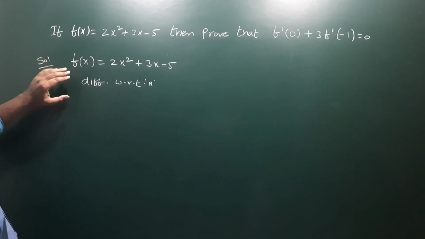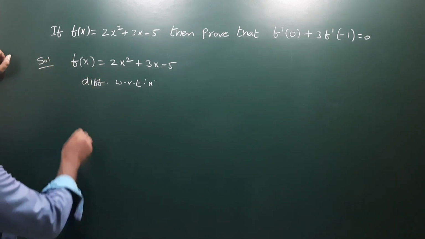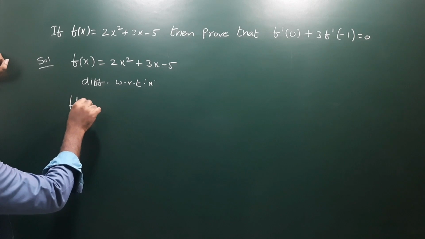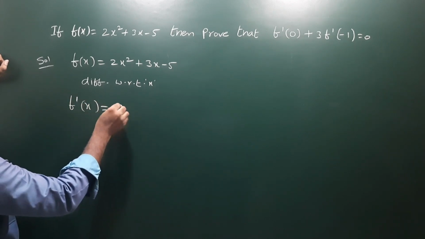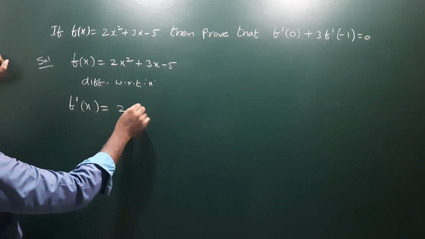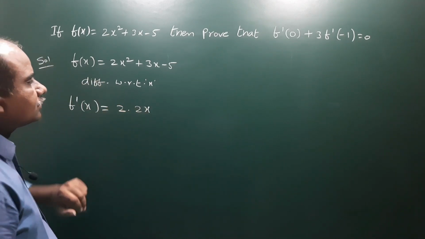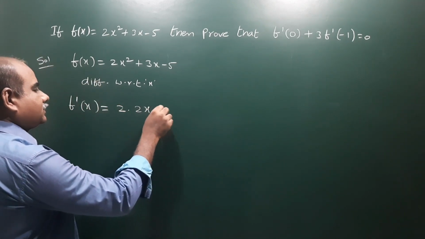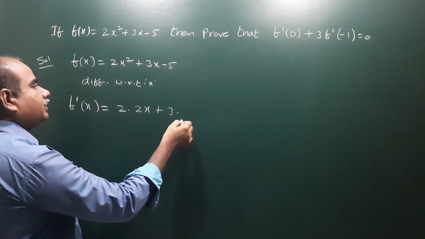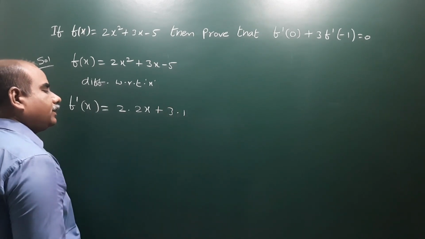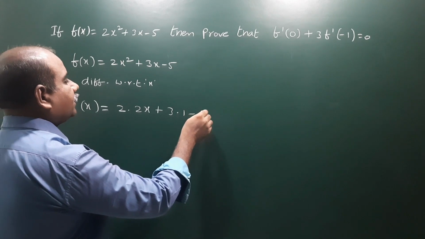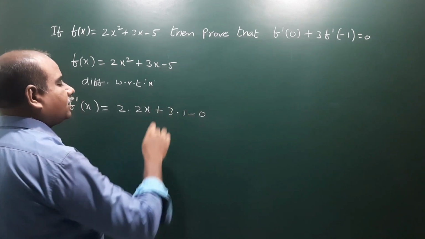So f(x), differentiate with respect to x. Derivative of f(x) is f'(x). So 2 into derivative of x² means 2x. The power should be brought in front, and the power reduced by one. Derivative of x² is 2x. And derivative of 3x means 3 into derivative of x, which is 1. And derivative of 5, it is purely a constant.